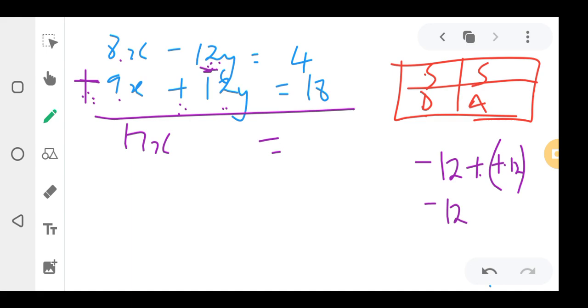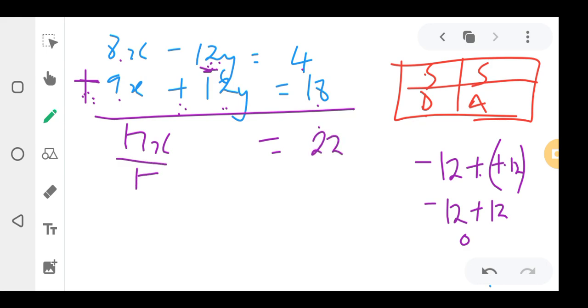Positive times positive inside the brackets, it will become positive 12. And negative 12 plus positive 12 is 0. That's the reason I haven't done the calculation for here. It will give me 0. There's no reason for me to do it. Okay, 4 plus 18, that is 22.